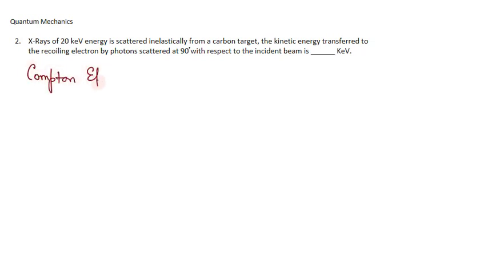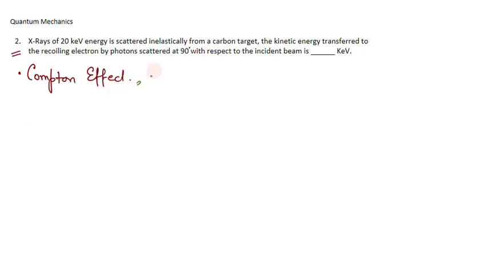Compton effect. Let me solve this question, and I will also tell you the different important formulas from this Compton effect, because this is one of the most asked topics from quantum mechanics. This question I have taken from the JAM exam itself. I don't remember whether it was the 2016 or 2015 paper, but this was in the JAM exam. The question is strictly formula based.